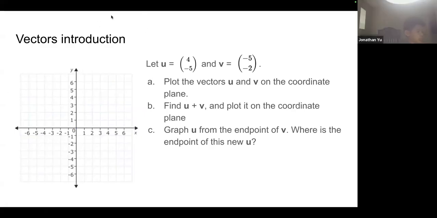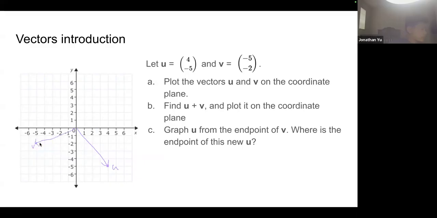Okay, so here we have a simple example of vector addition. So U has a horizontal component of 4 and a vertical component of 5. So U's terminal point is here, so we graph U like this. And similarly, V has horizontal component -5 and vertical component -2. So we graph V like this.